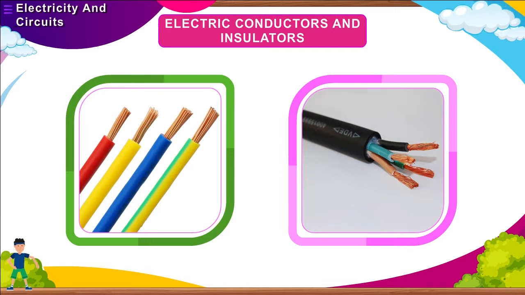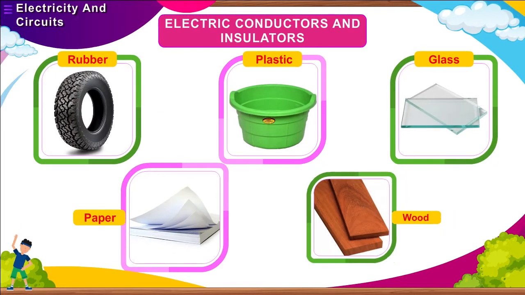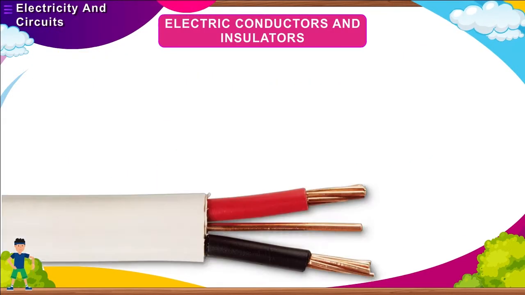As you may have seen, wires have a covering on them. This covering may be made up of plastic or rubber. We have to remove this cover before bringing them to use. Thus, it is clear that if the covering is there, the wire will not be able to allow electricity to pass through it. Some examples of insulators are rubber, plastic, glass, paper, wood, and so on.